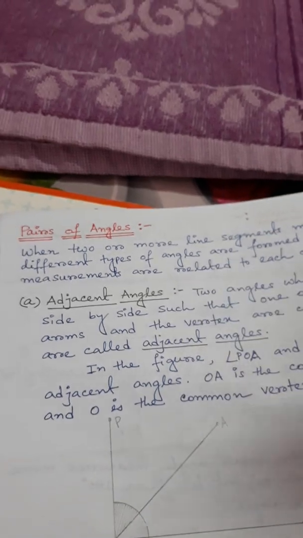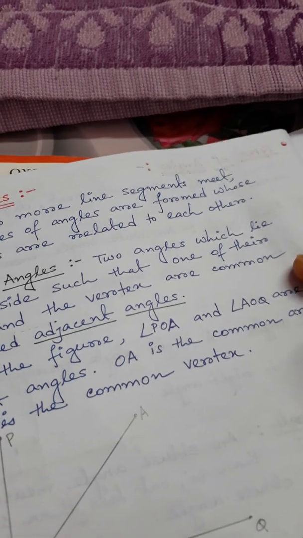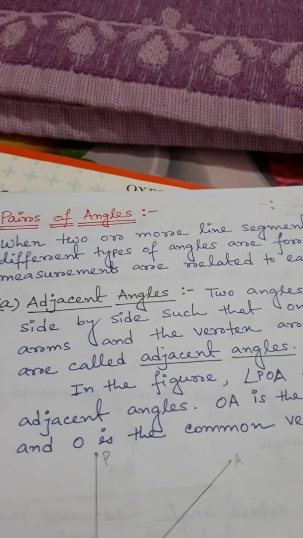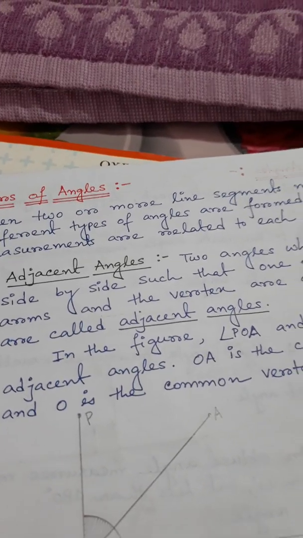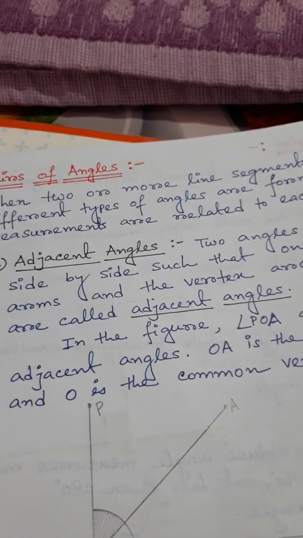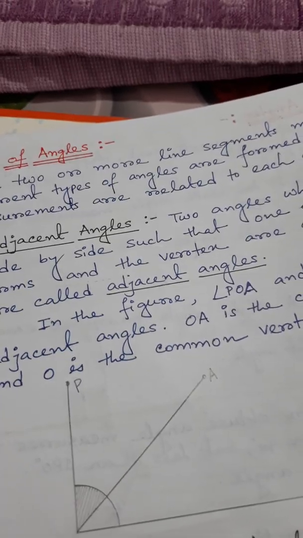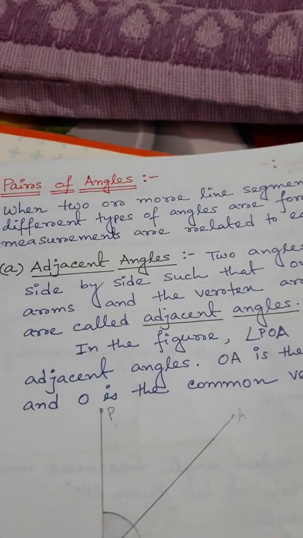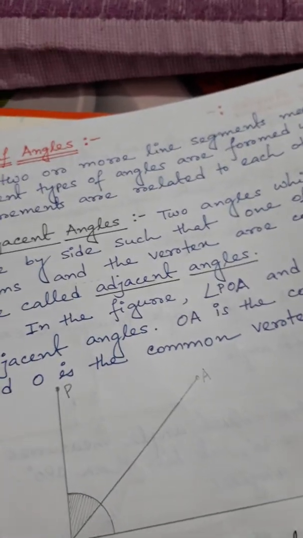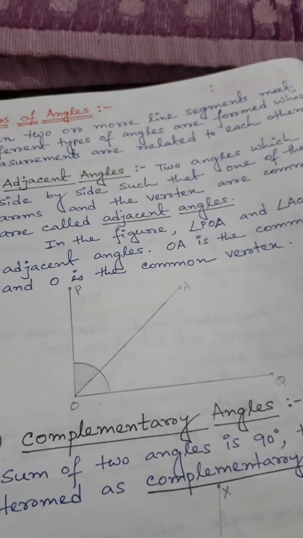So the first one is the adjacent angle. What is the meaning of adjacent angle? Two angles which lie side by side such that one of their arms and the vertex are common are called adjacent angles. What is a vertex, what are arms, those things we have already seen.